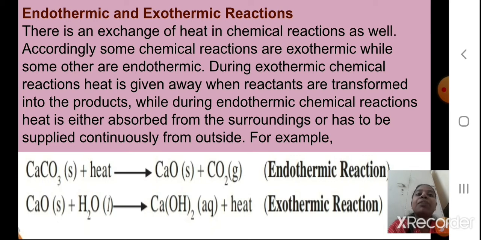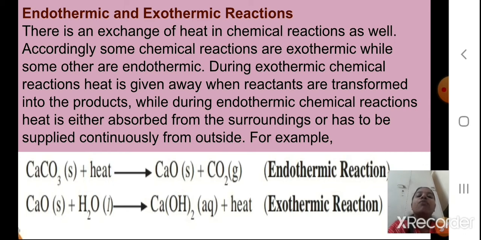Accordingly, some chemical reactions are exothermic while some others are endothermic. During an exothermic chemical reaction, heat is given away when reactants are formed into the products, while during an endothermic chemical reaction, heat is either absorbed from the surroundings or has to be supplied continuously from outside. Okay, so you have to remember both the definitions.